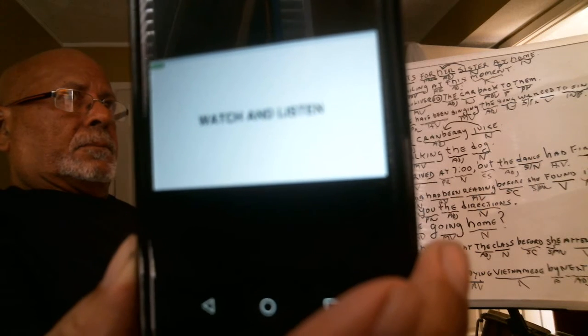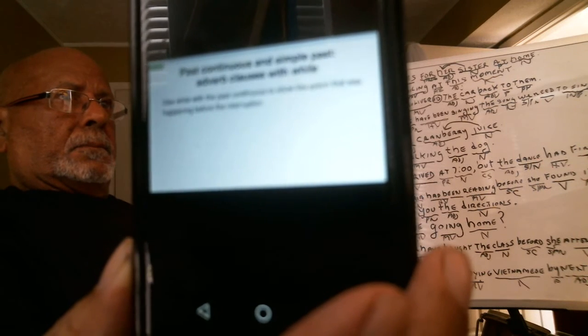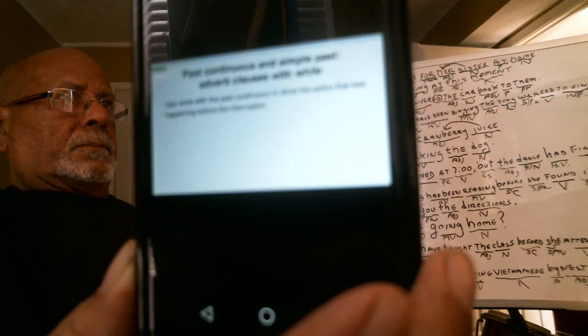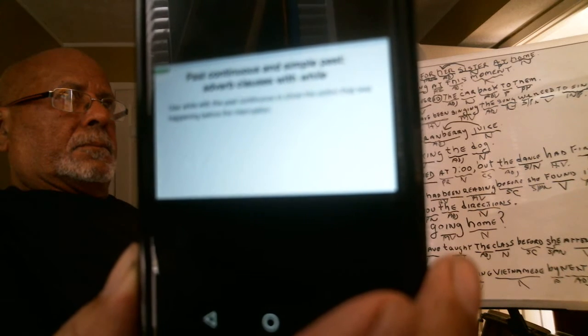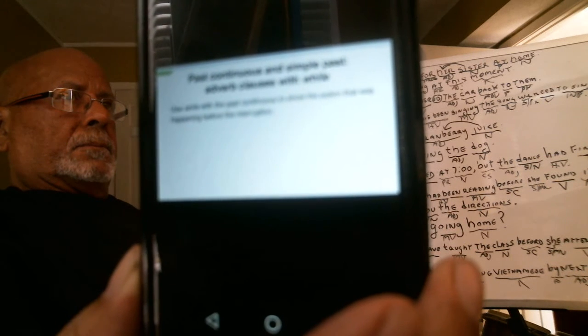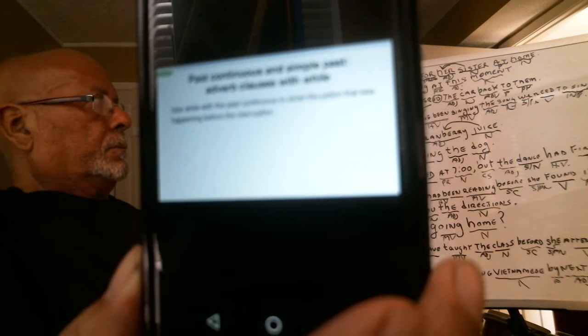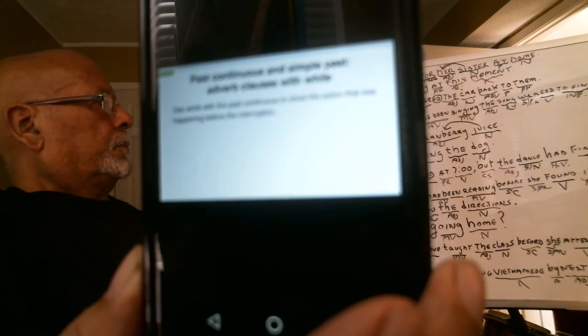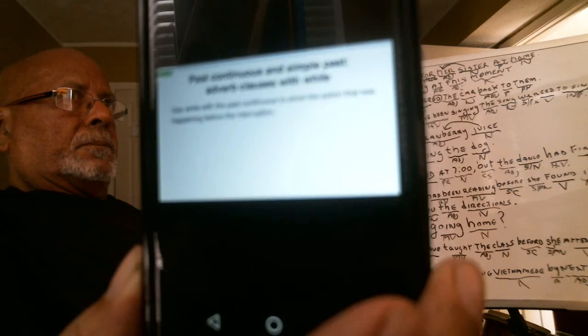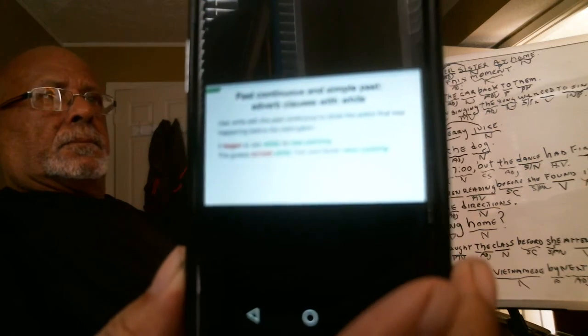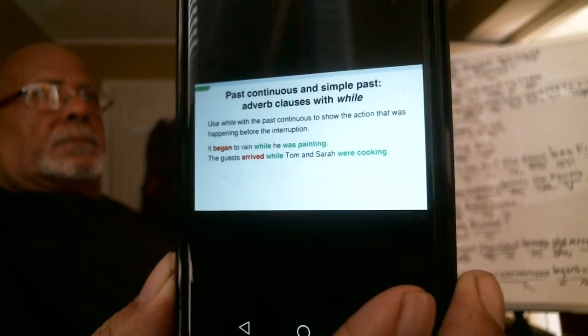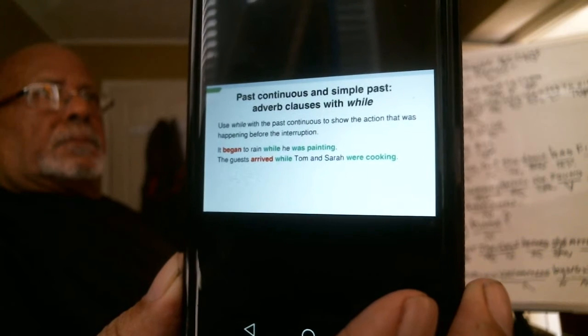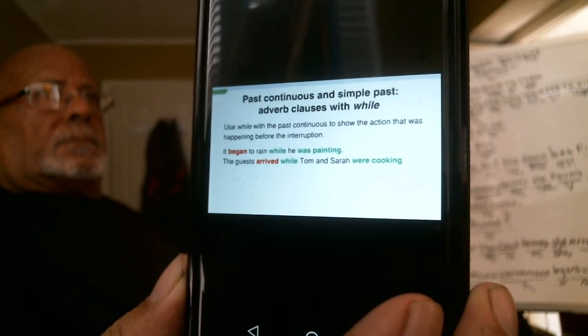Watch and listen. Past continuous and simple past. Adverb clauses with while. Use while with the past continuous to show the action that was happening before the interruption. It began to rain while he was painting. The guests arrived while Tom and Sarah were cooking.